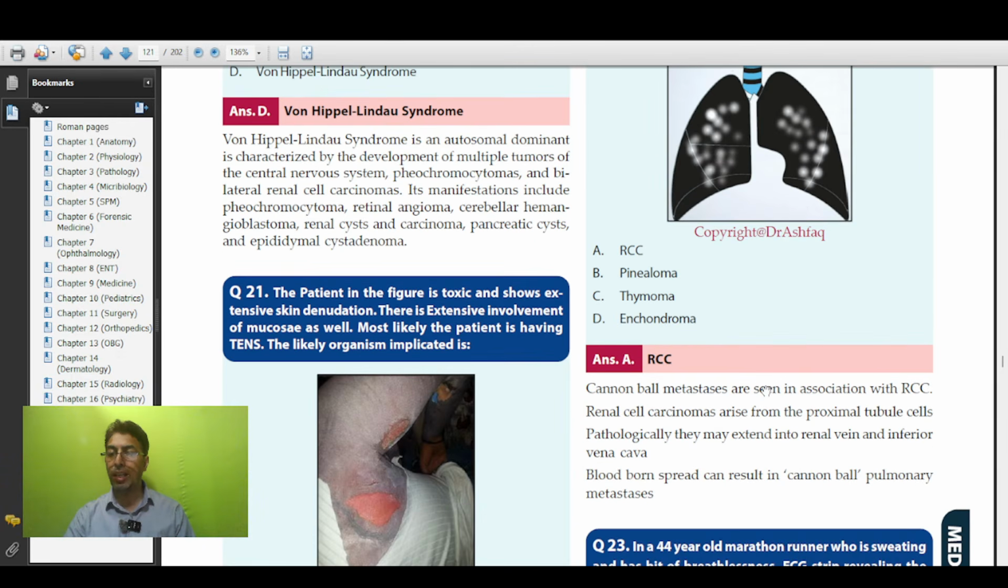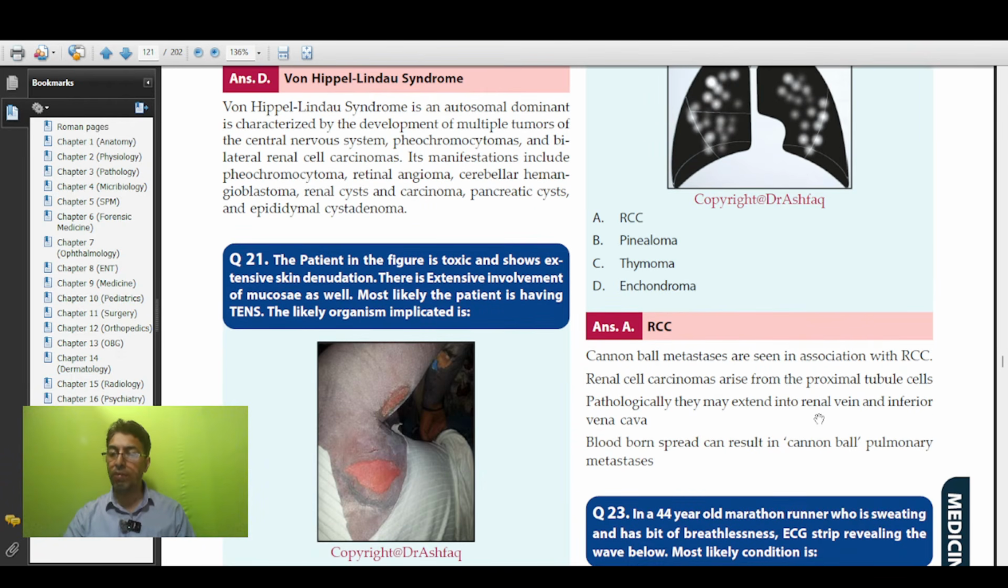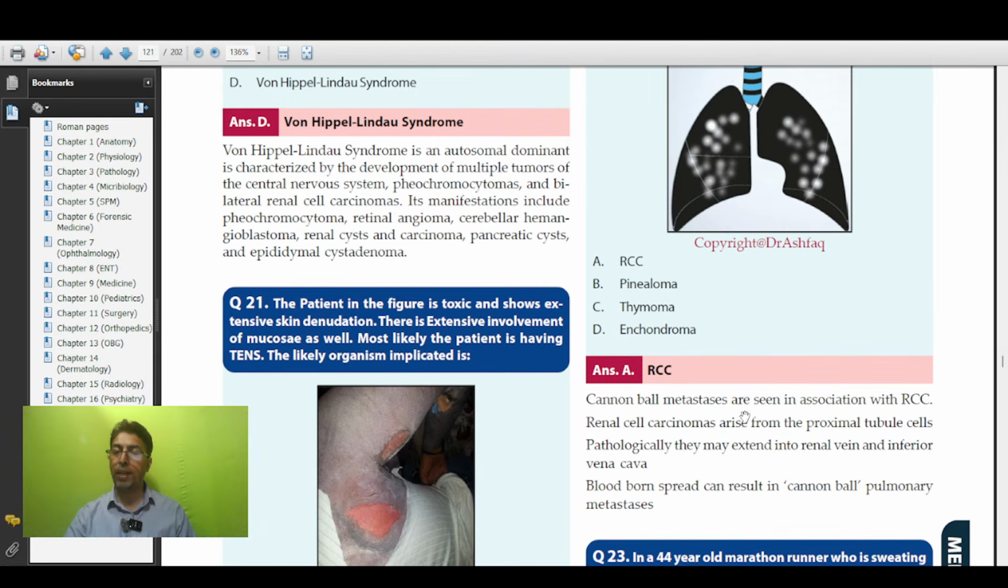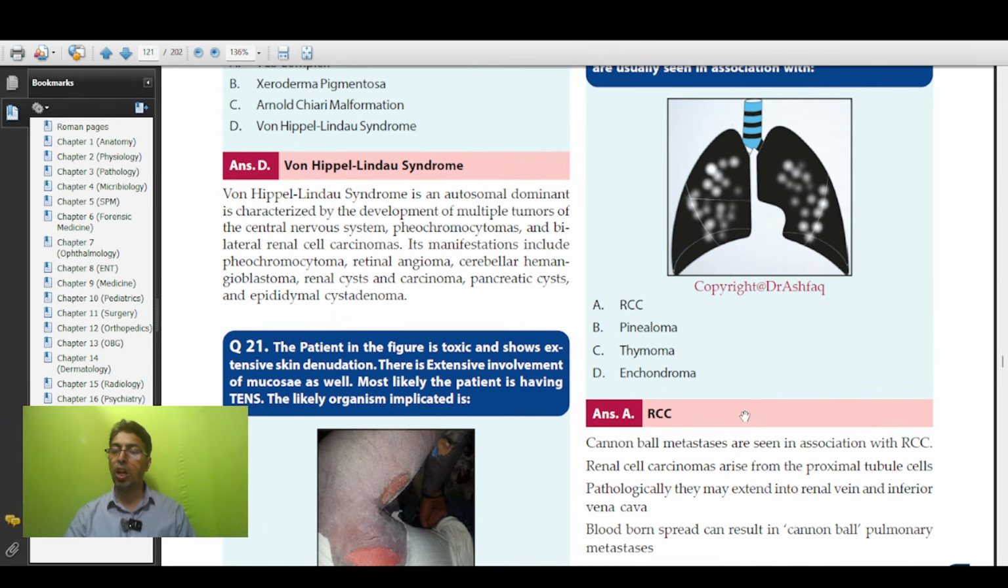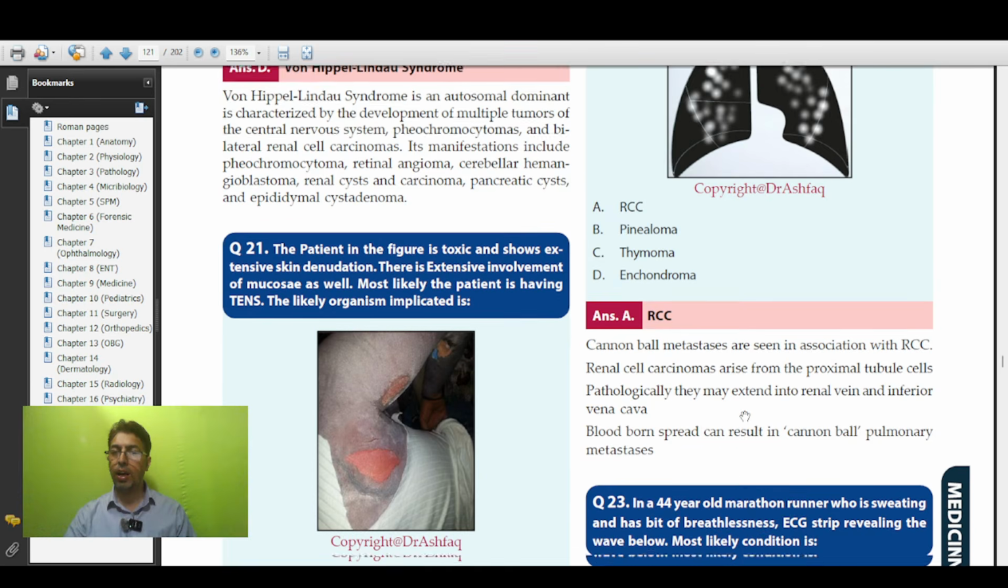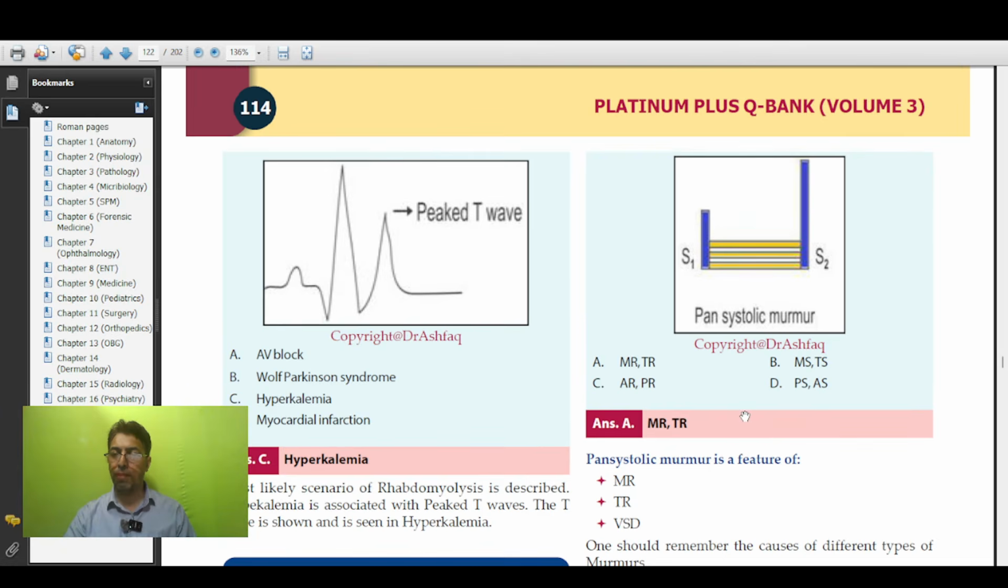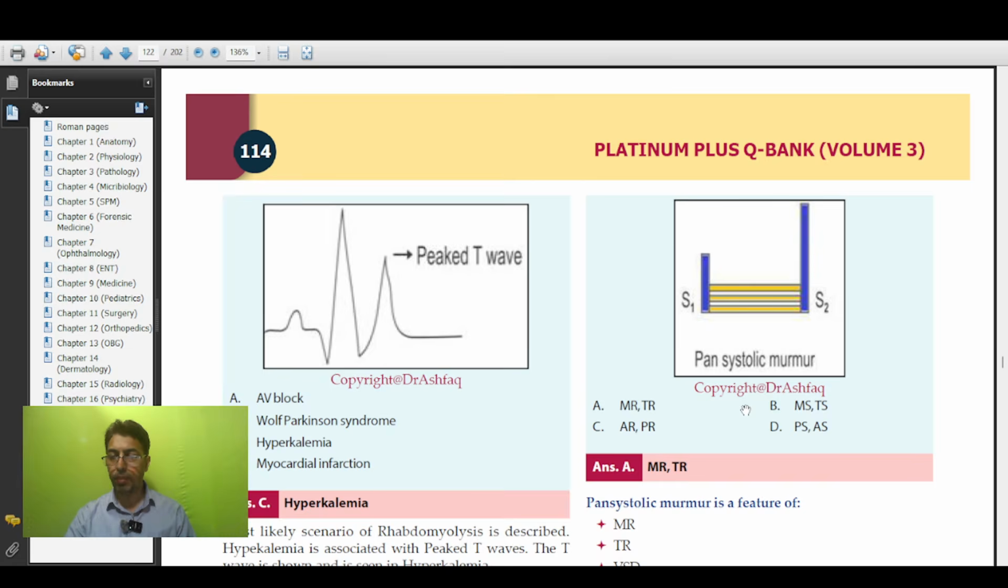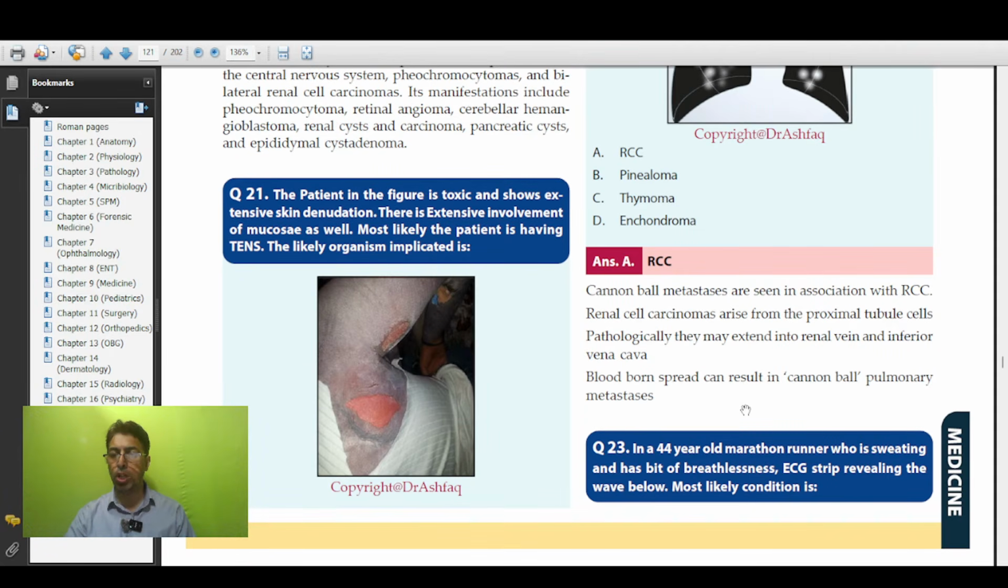Pathologically, the RCC extends via the renal vein and inferior vena cava, and there can be blood-borne spread as well, which is given the name cannonball metastasis. So these figures are there to be remembered for a lifetime, for your examination preparation as well, and for your future courses like DM, MCh, whatsoever you intend to do in your future course of life. So that is important. Now, another question given over here at the bottom of the screen.